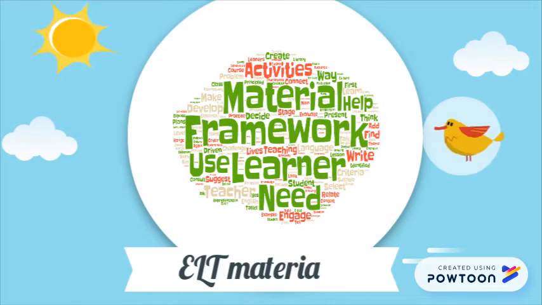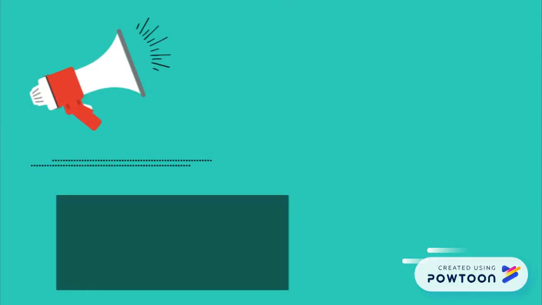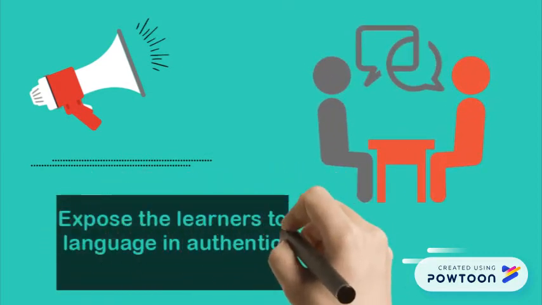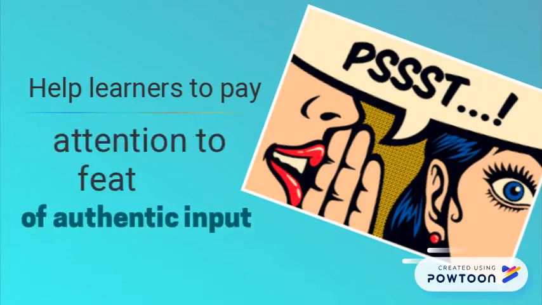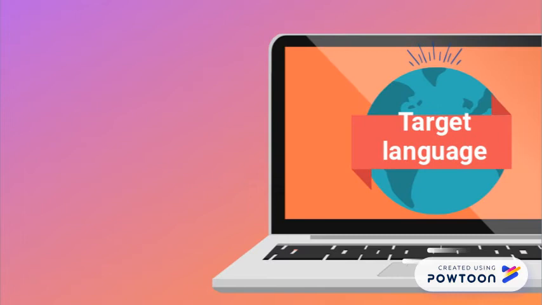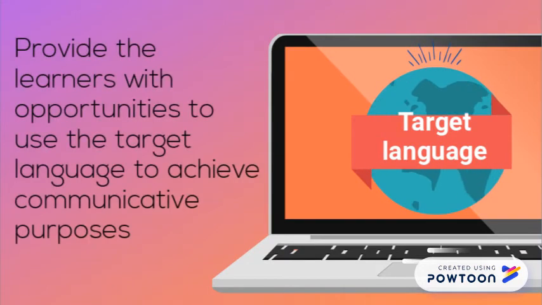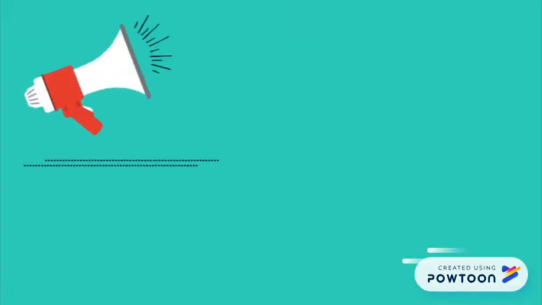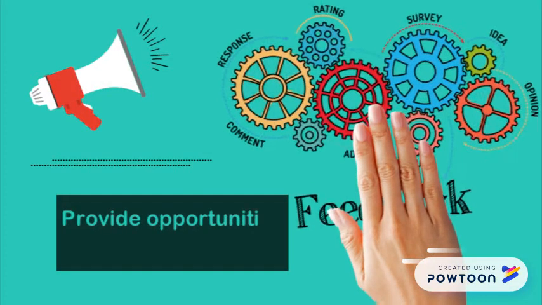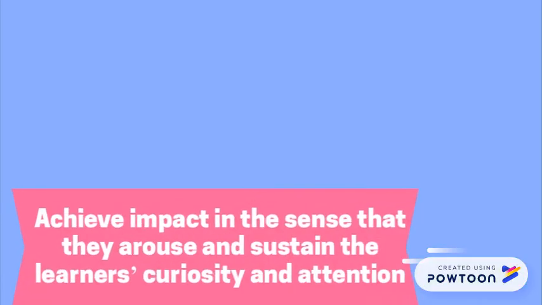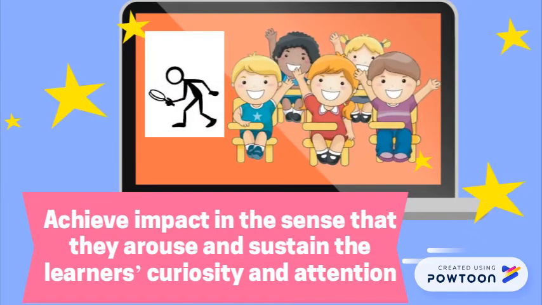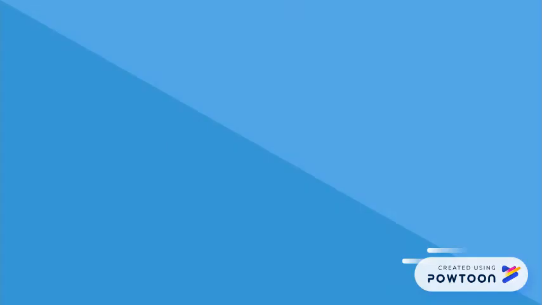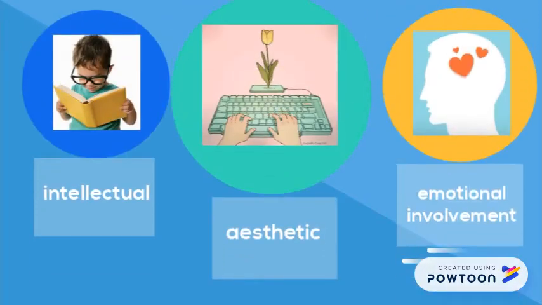The ELT material should expose the learners to language in authentic use, help learners to pay attention to features of authentic input, provide the learners with opportunities to use the target language to achieve communicative purposes, provide opportunities for outcome feedback, achieve impact in the sense that they arouse and sustain the learner's curiosity and attention, stimulate intellectual, aesthetic, and emotional involvement.